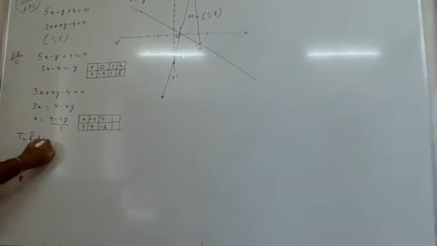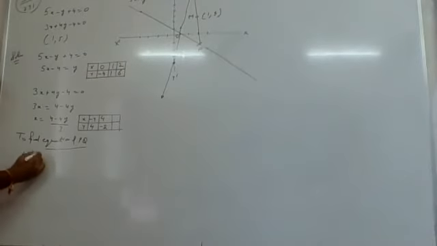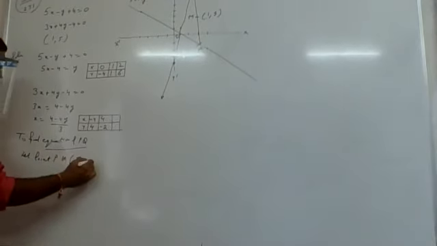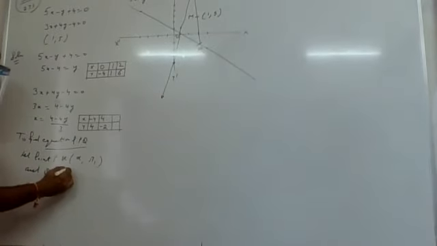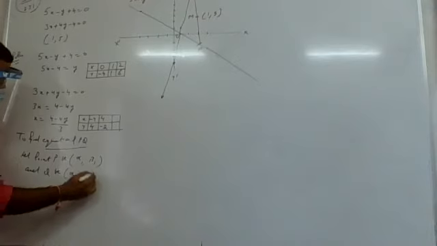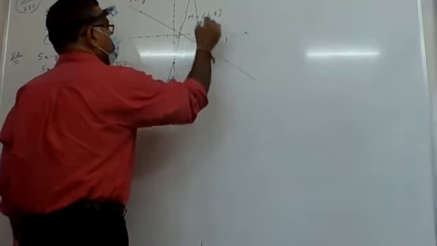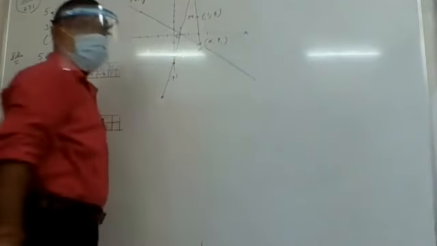My question is to find the equation of PQ. So let the point P be (alpha 1, beta 1), and Q be (alpha 2, beta 2). So this point is (alpha 1, beta 1), and this point is (alpha 2, beta 2). Right.